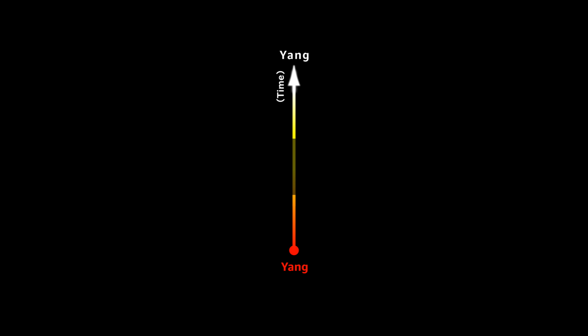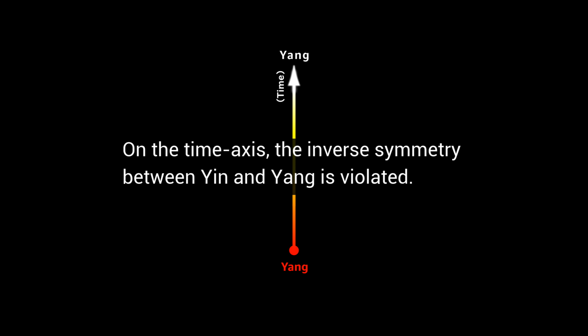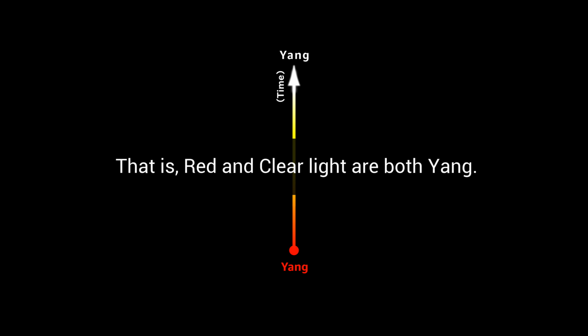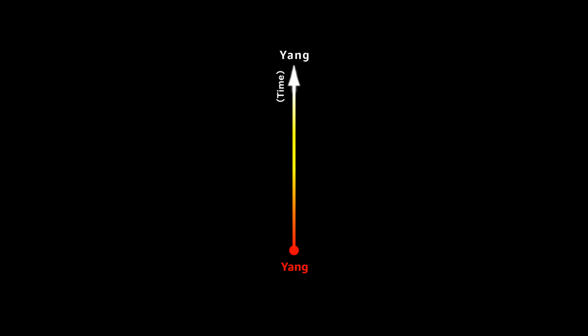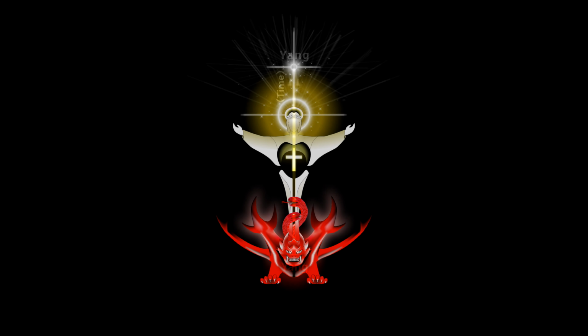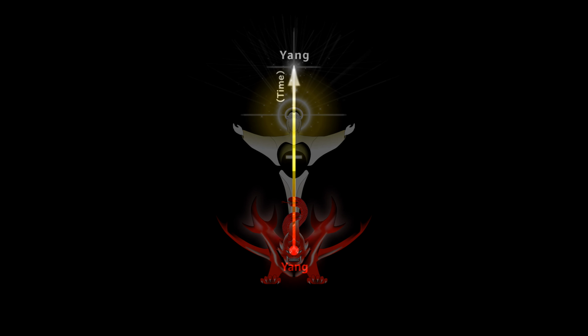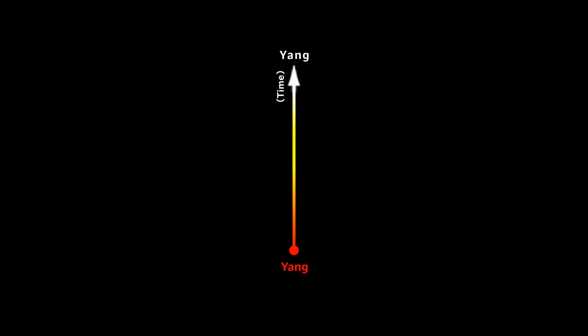As we can see, on the time axis, the inverse symmetry between yin and yang is violated. That is, red and clear light are both yang. This violation of symmetry is caused by God's will, which is represented by clear light. The relationship between red and clear light is represented by the out and the in of the instinctive center, or beast in God. As already discussed, the instinctive center is changed from a horizontal structure to a vertical structure.